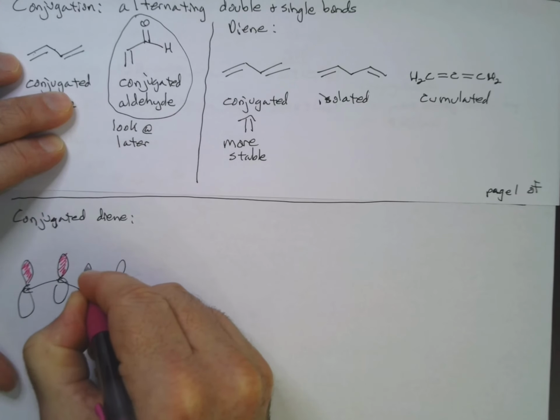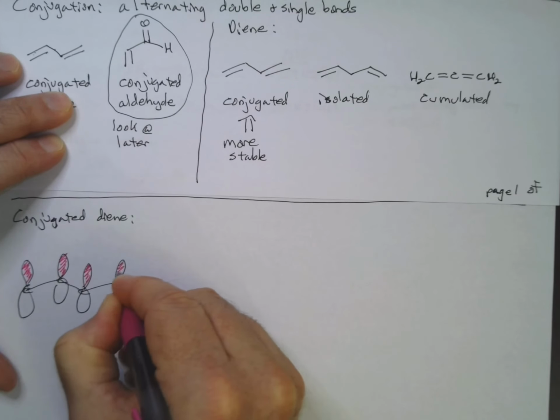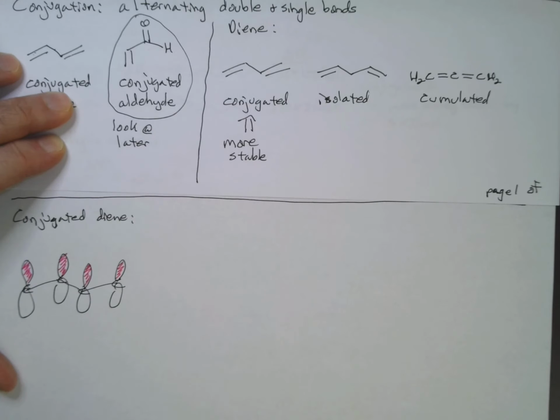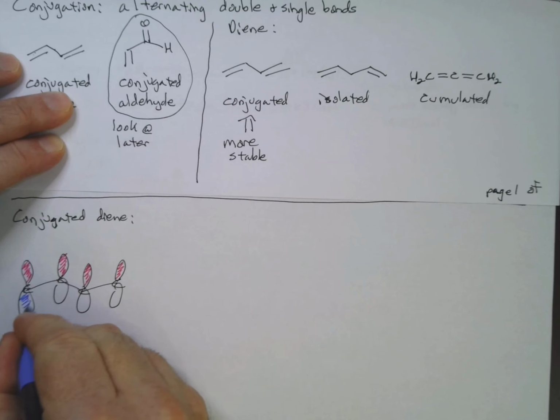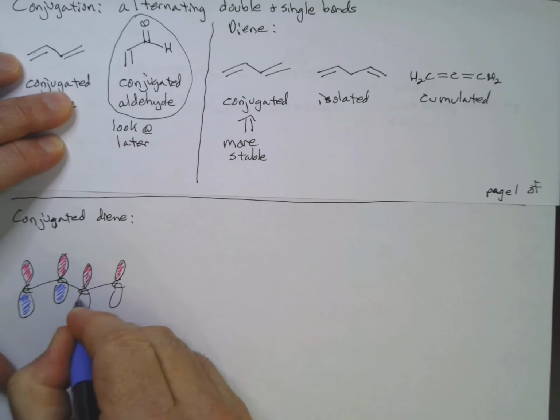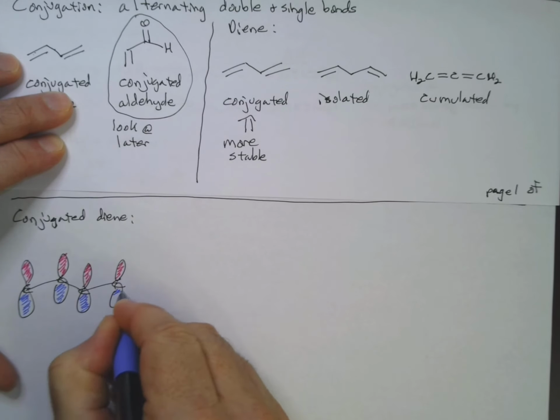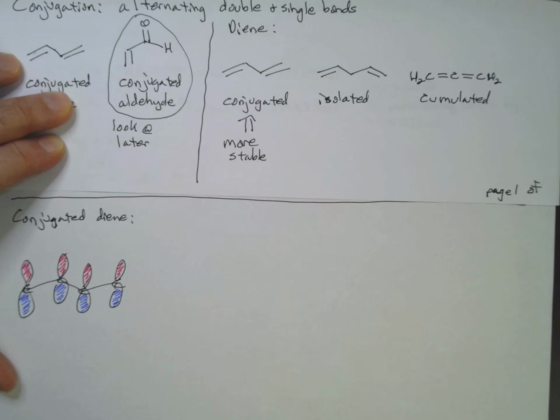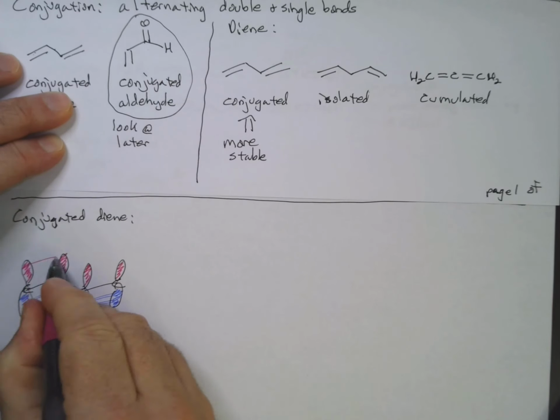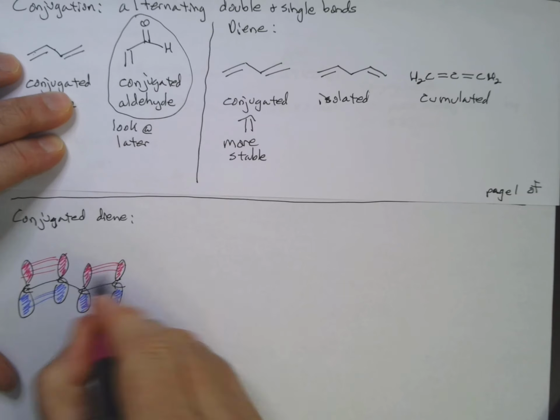So color these in, lobes, different phases. That's all that these are. They just indicate the phase of the orbital, because remember, these orbitals are wave functions. So like waves, they have phases. Now normally we would say that we've got overlap to form the pi bonds.